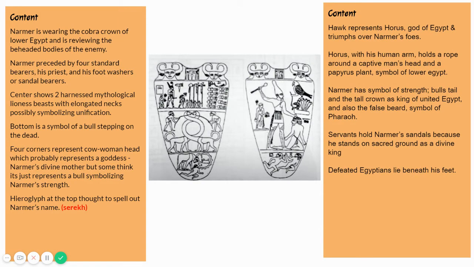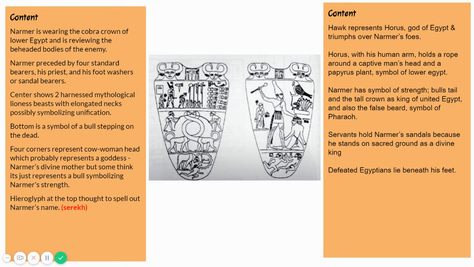On the right hand side, what we see over here now is we have Narmer again, but we have the hawk. Okay, the hawk is the representation of the god Horus, and what we have here is the hawk that has a rope tied around the head of the enemy, and he's standing on the papyrus plant. That's what this symbol represents, and which is also a symbol of Lower Egypt.